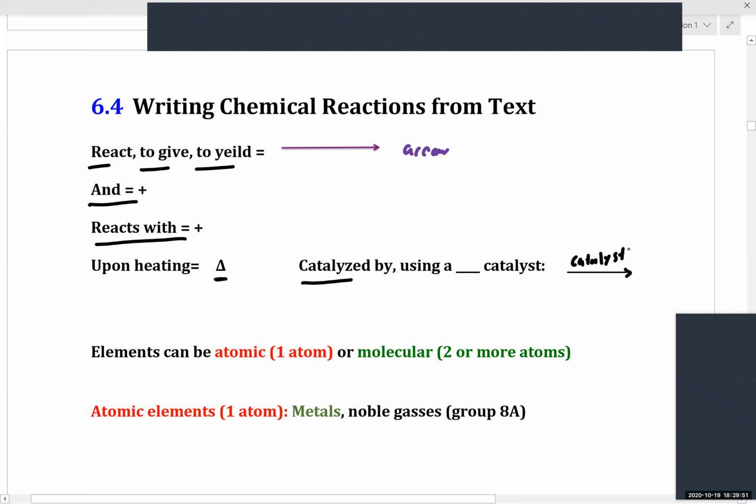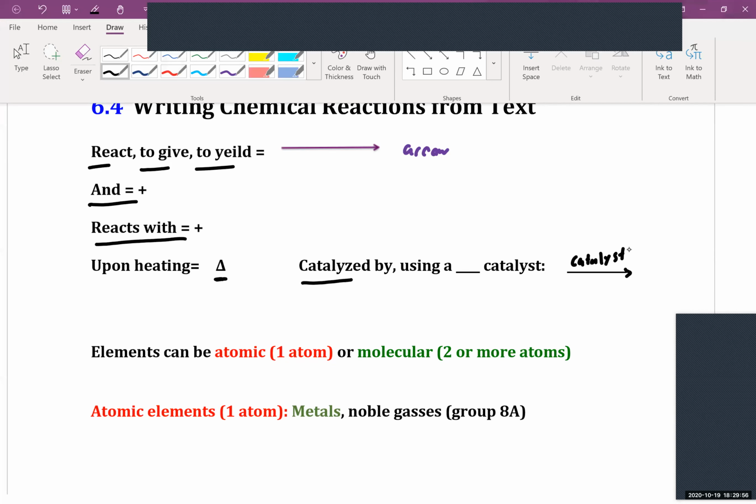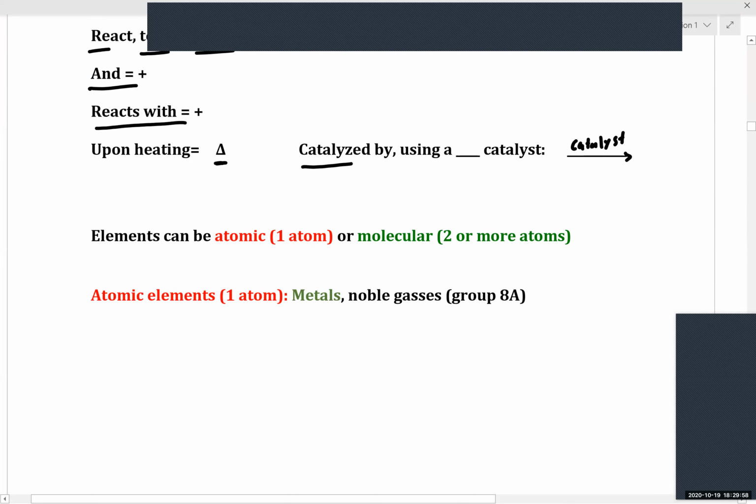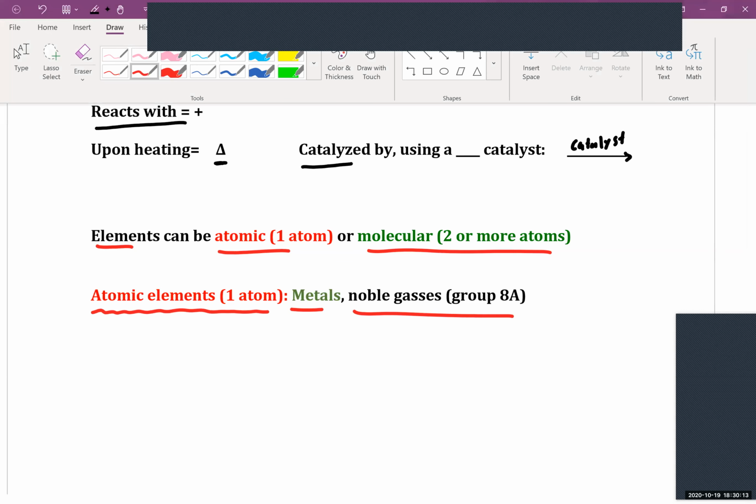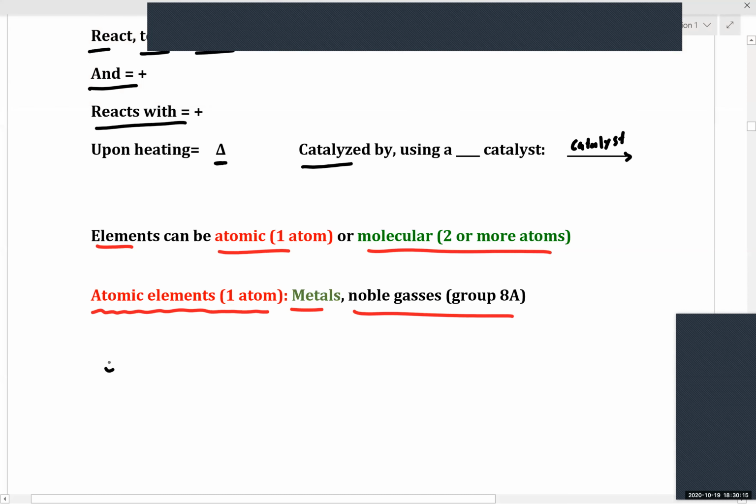Okay. Now let's talk a little bit about the formulas. We happen to know the formulas of our elements. And as a refresher, elements can be either atomic or molecular. Our atomic elements, as a reminder, are our metals and noble gases. So for example, if you hear the word sodium, that's referring to the atomic symbol Na.